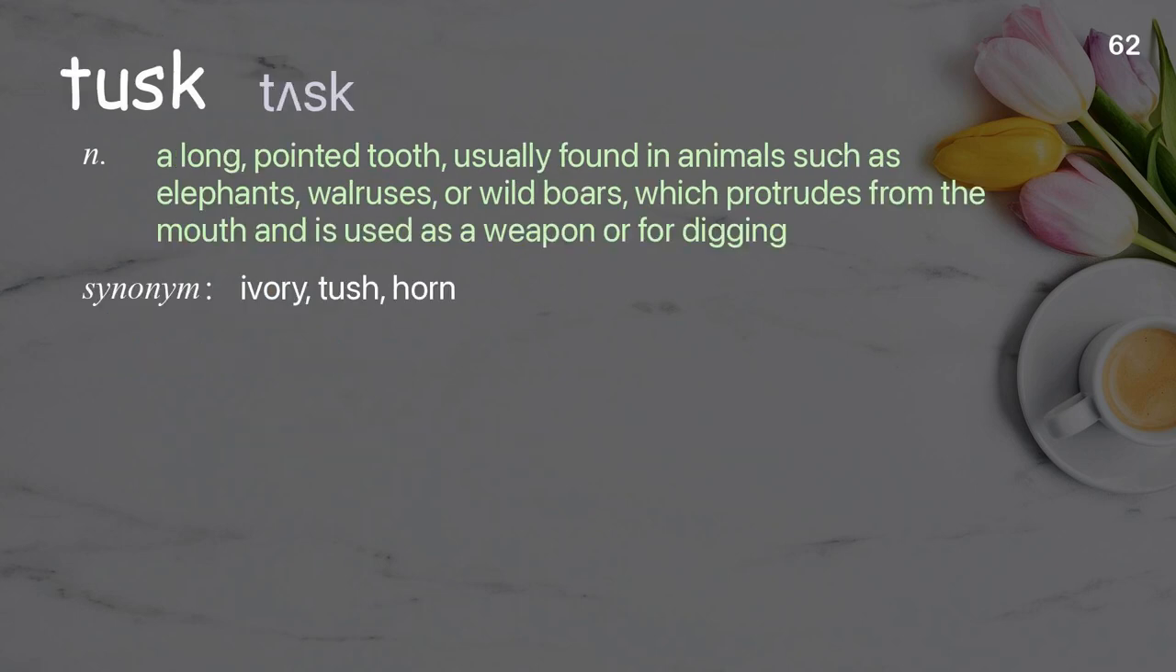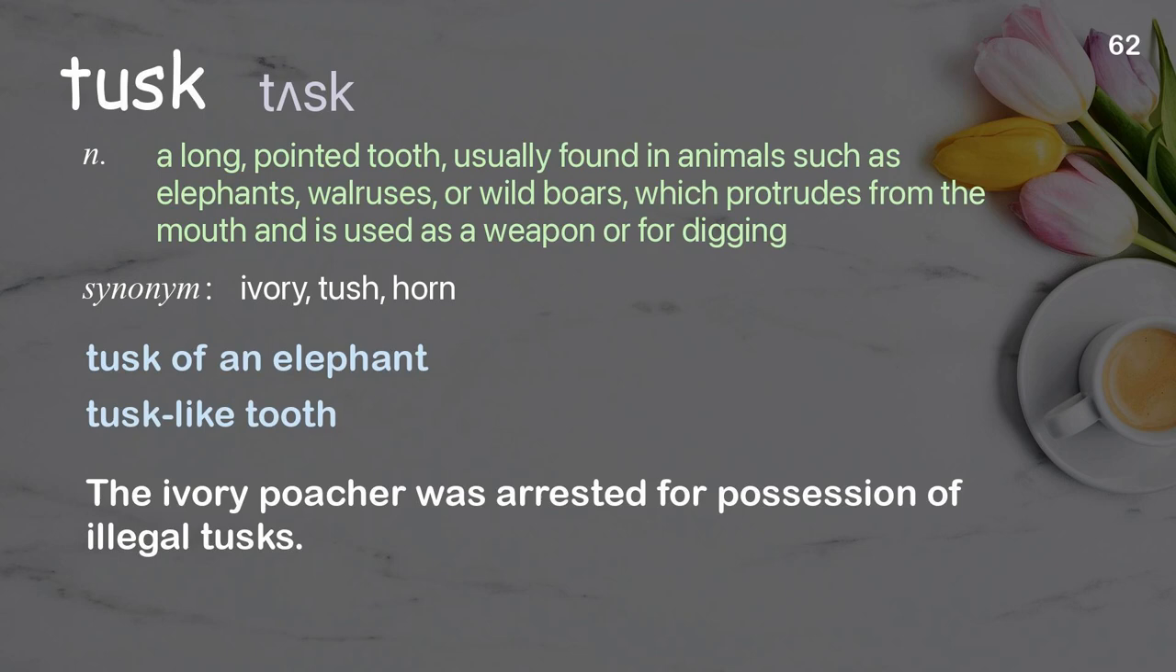Tusk. A long, pointed tooth, usually found in animals such as elephants, walruses, or wild boars, which protrudes from the mouth and is used as a weapon or for digging. Examples: tusk of an elephant, tusk-like tooth. The ivory poacher was arrested for possession of illegal tusks.